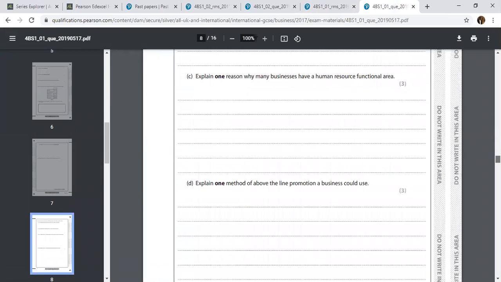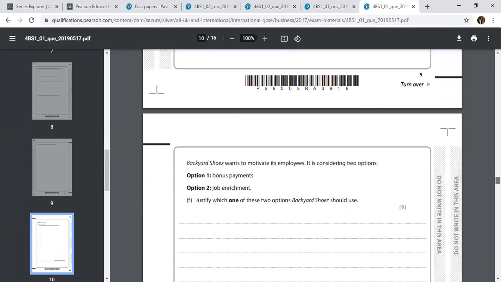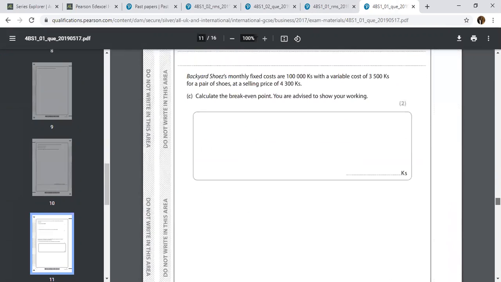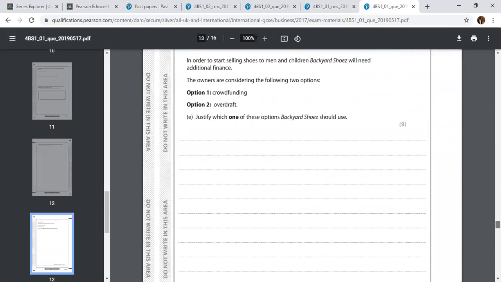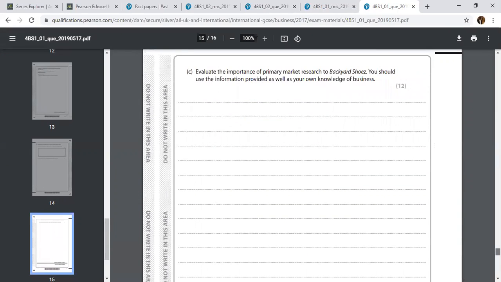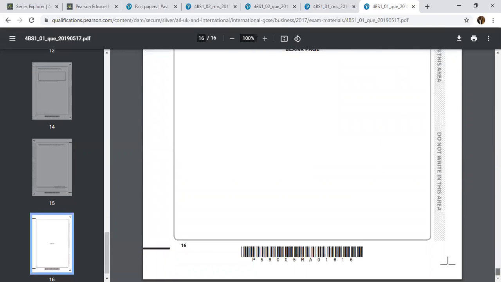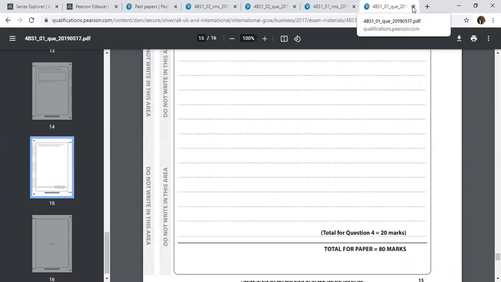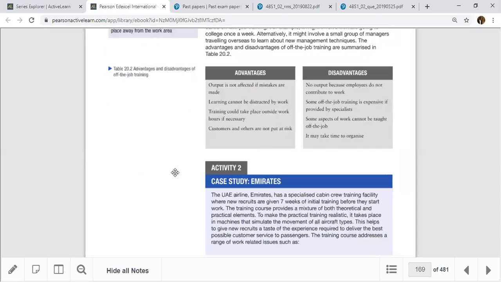Human resource function is really important, like the specialist training functions. You can see here a 9 mark question asking another motivation question: bonus payment as financial, job enrichment as non-financial. This is a financial management question: crowdfunding, overdraft, and market research, a 12 marker. So you can see, guys, these are the main methods that they have asked in recent past papers in human resource management techniques. Okay, let's move on to some case studies.